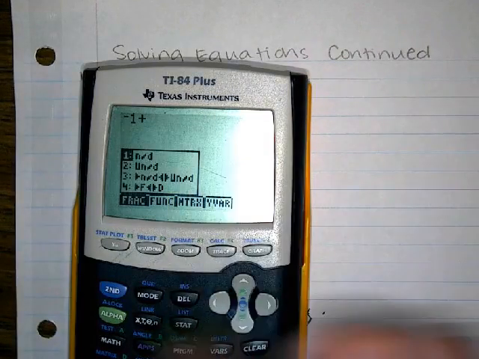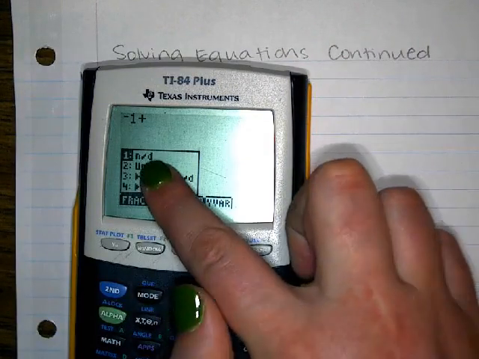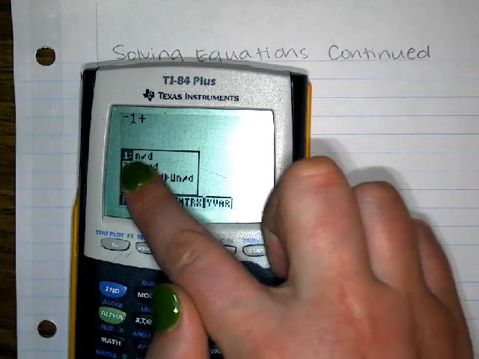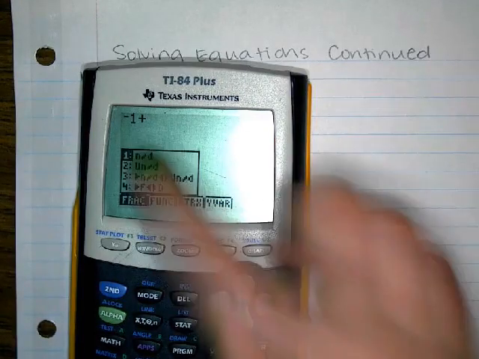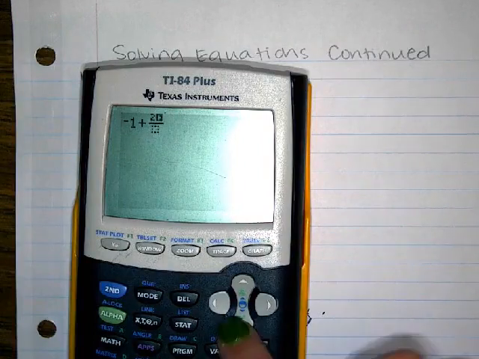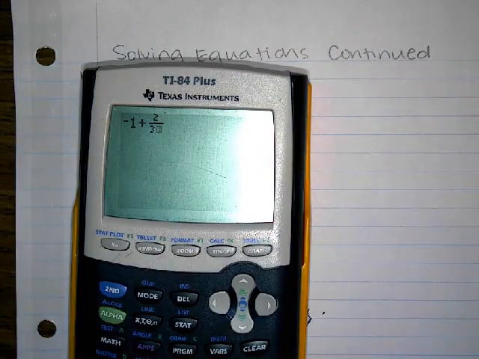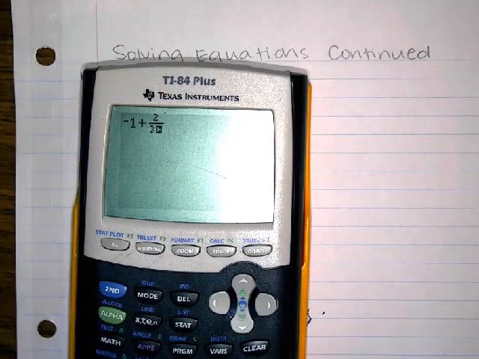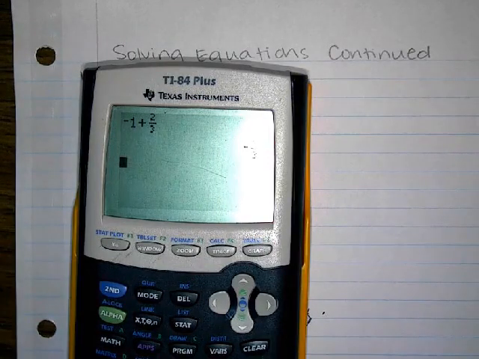So negative 1 plus alpha y equals, and then we're going to use the first option, which is just numerator over denominator, and 2/3 is what we're typing. So if you type it this way, it's going to give you the answer as a fraction. That's one way to type it.